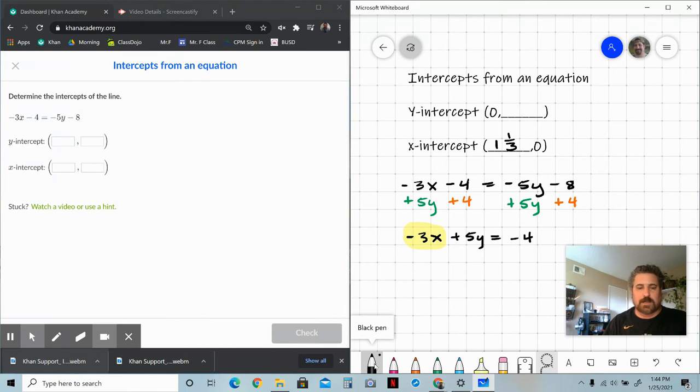So that's going to be that. Let's get rid of that and go -4/5 up here. All right, so the two intercepts you have: the y-intercept is going to be -4/5, and the x-intercept is going to be 1 1/3. So let's put that in.